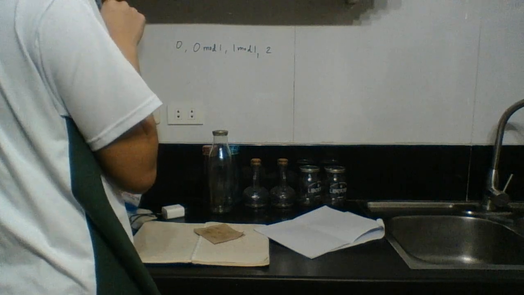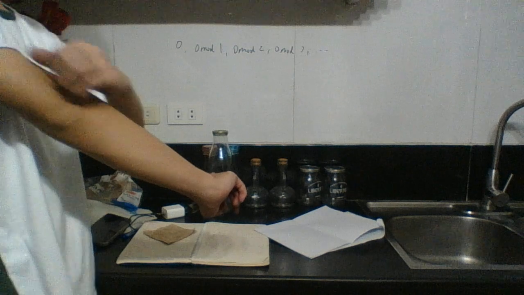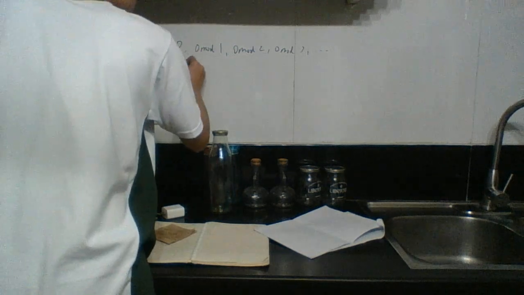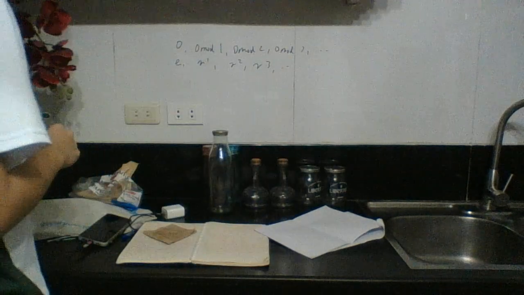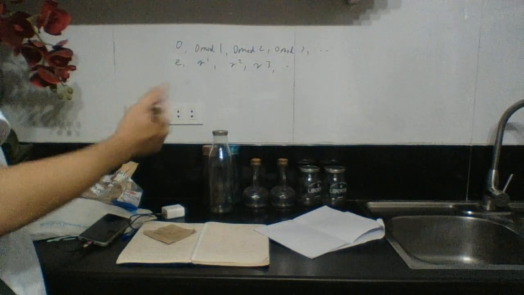1 mod 1, 0 mod 1, 2, 3, 4, 5, and then on and on. 0 and then 0 mod 1, 0 mod 2, 0 mod 3, and on. Now this looks strangely familiar. This looks strangely familiar to E, R1, R2, R3, and on and on. Huh. So now you guys see.